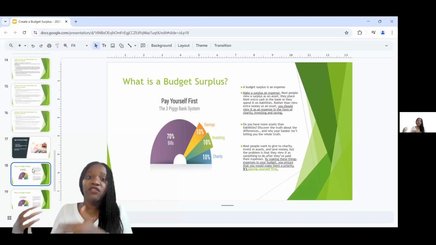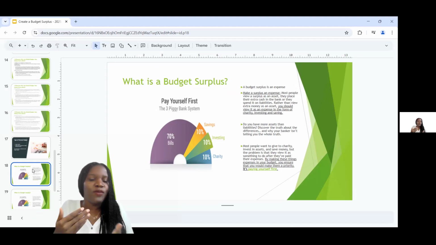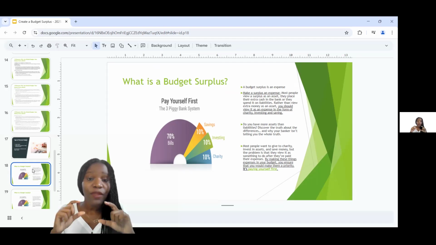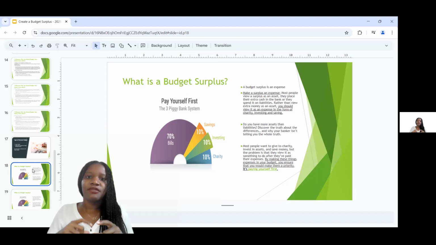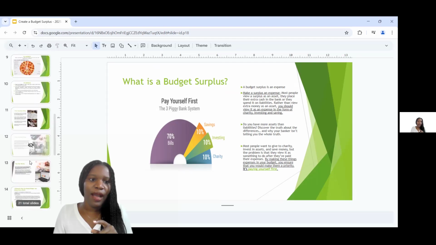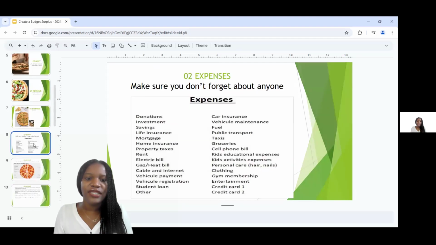When you're giving back, the universe always has a way to return it to us, and more than double. This is the reason I focus a lot on this budget surplus, because it makes you process it as an expense. So when you do your list of expenses, let me go back. You're going to see here at the top I have donations, investment, savings. This should be your top priority. It means you're going to pay yourself first.